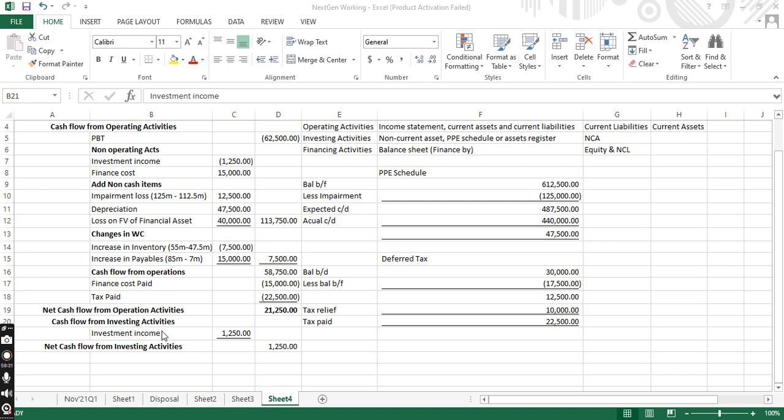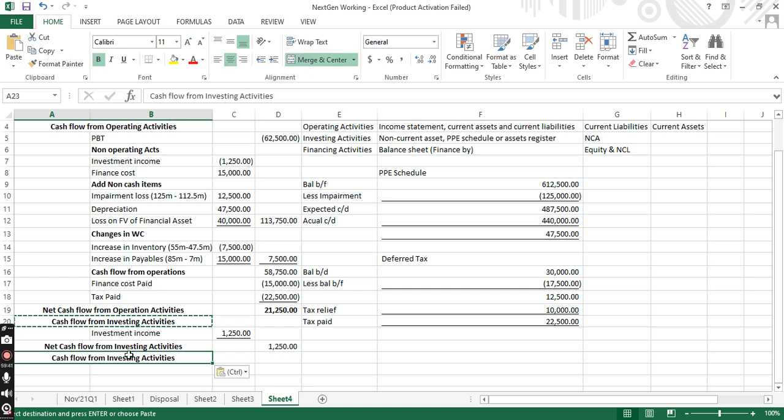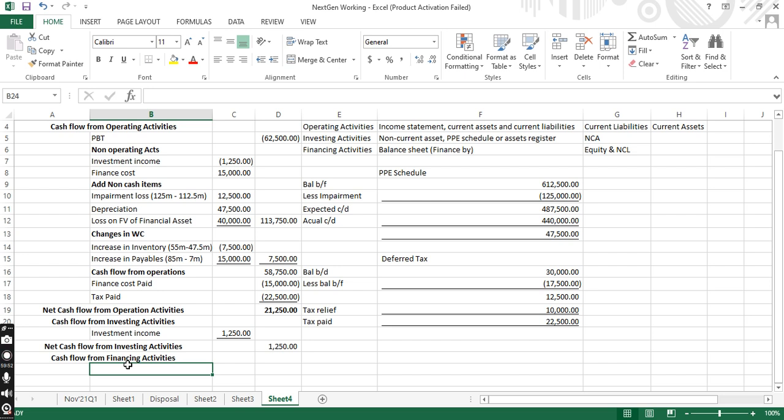Okay. So for our financing activity now, we move to cash flow from financing activity. Now, what will be the cash flow from our financing activity? We finance our business with what? Share premium. So let's look at the question now.